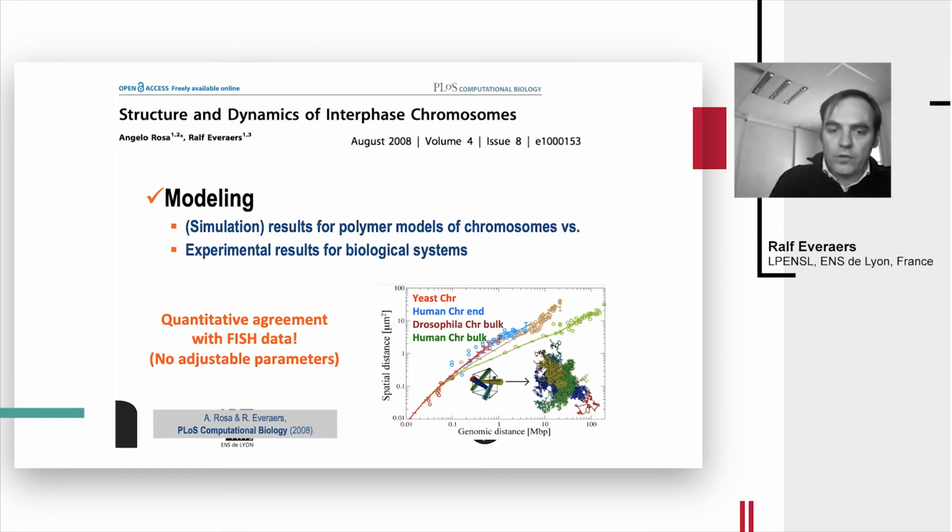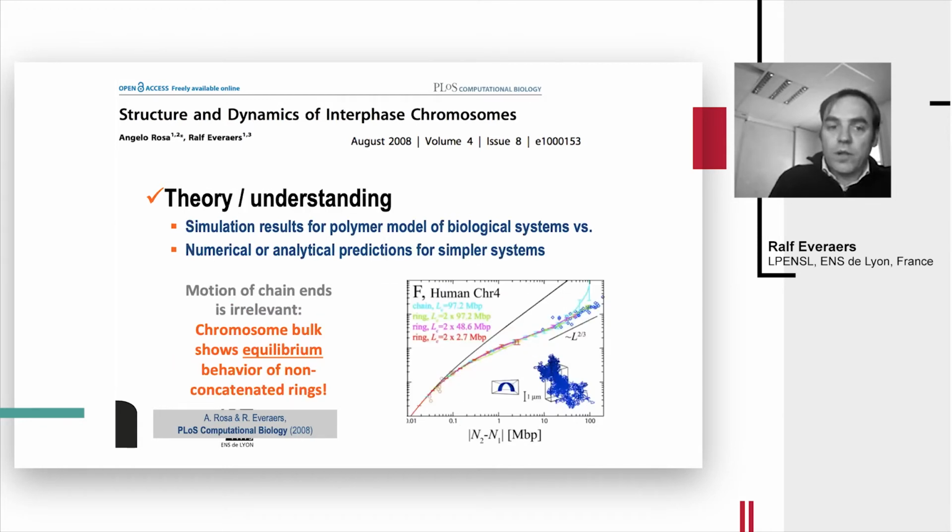And it also gives us a way to map them to these systems. It also allows us to go in the way of theory and to say, well, now that we have a much simpler model to think about, can we understand it? And the most important thing that one learns there is, well, because rotation takes so long, the motion of the chain ends is not important. And that is this analogy to ring polymer melts that Angelo already alluded to.